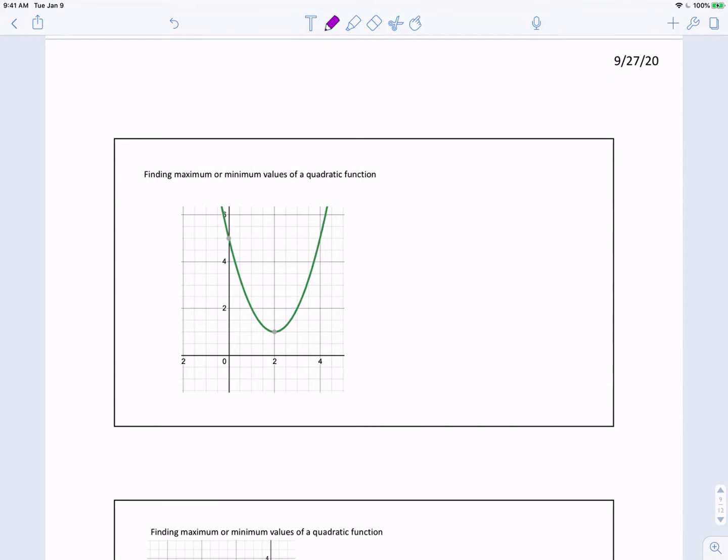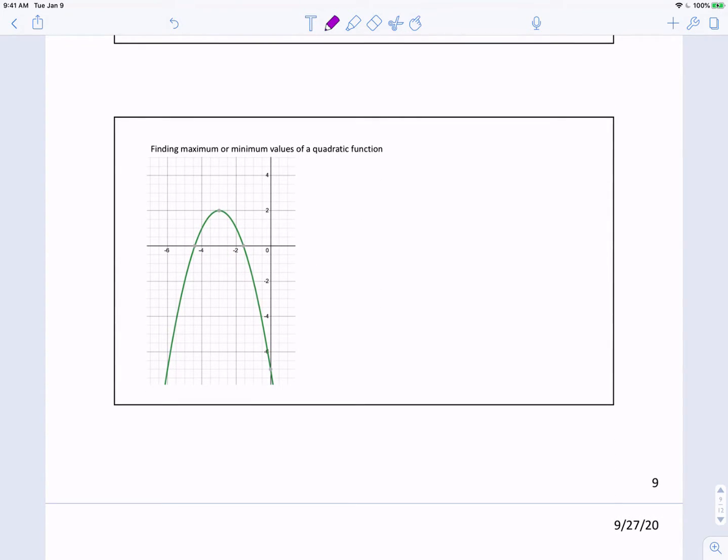It's very easy to also find the maximum or minimum values of a quadratic function because they're found at the vertex. So this quadratic function would have a minimum value. The vertex is the point (2, 1). So we would say that the lowest value of this function, the lowest y coordinate, would be 1. And it occurs where x is equal to 2. So this function has a minimum value of 1 at x equals 2.